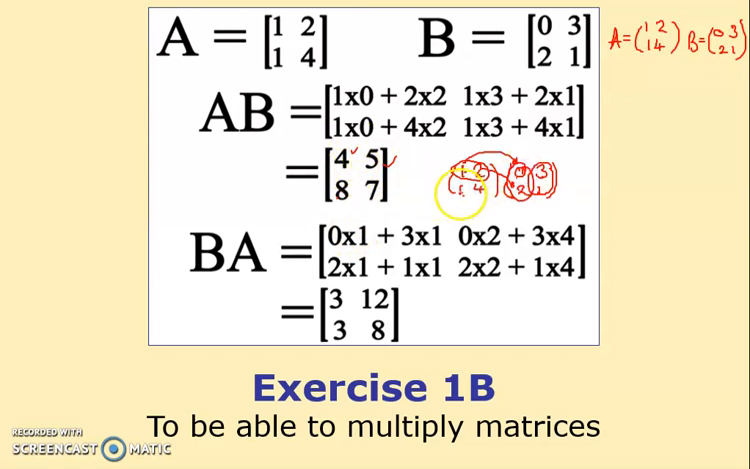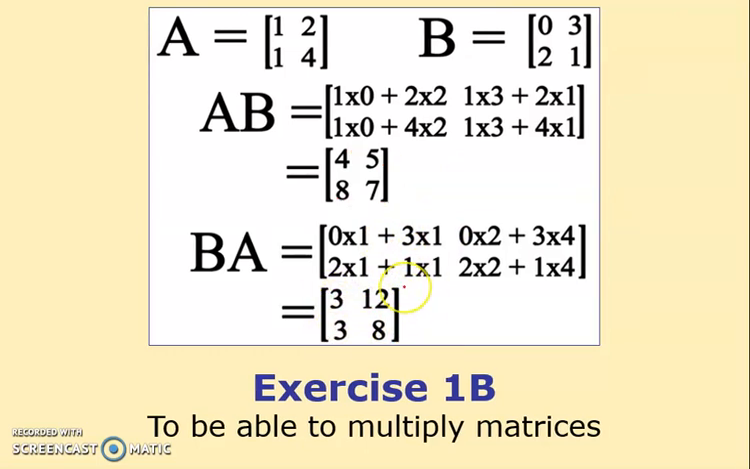The next one, to get this, which they say is 8, I do the 1 times the 0. Notice I've gone to the second row, but I go back to the first column. 1 times the 0 plus 4 times the 2, that's 8. And then I do the 1, 4 by the 3, 1. 1 times the 3 plus 4 times the 1, I reckon that's 7, and it is 7. So this process of multiplying a row by a column is what we're going to do. You can always practice this, see if you agree with this: 3, 12, 3, 8.